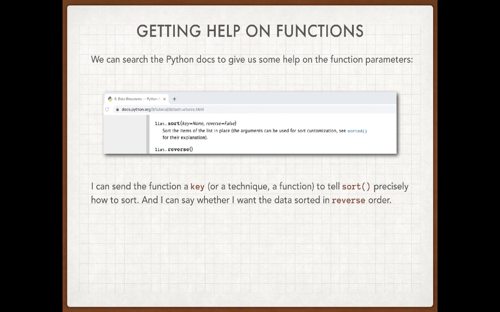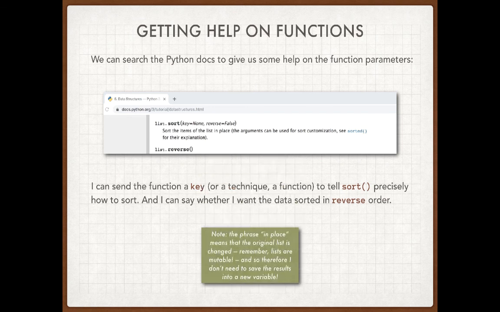But what's interesting here is that there is also a key that I can send. The default value of the key is none. And we're going to experiment with that for a minute, because the key is actually a technique or a function that I can use to tell sort to do something different than alphabetical. And that's pretty important.